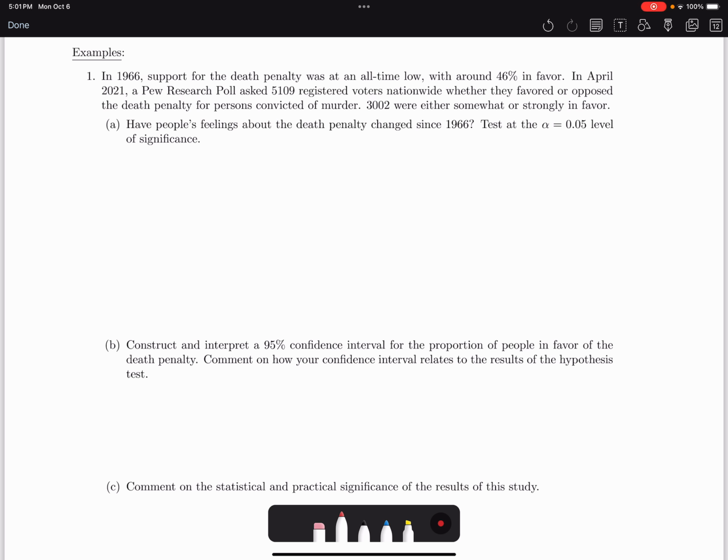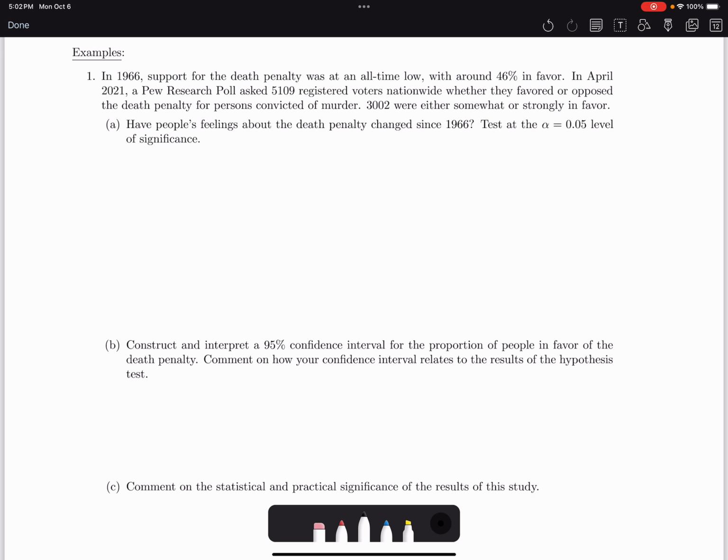So I've got 4 examples for you in this section. Let's get to it. So this first one says, in 1966, support for the death penalty was at an all-time low with around 46% in favor. In April 2021, a Pew Research poll asked 5,109 registered voters nationwide whether they favored or opposed the death penalty for persons convicted of murder. 3,002 were either somewhat or strongly in favor. And then part A asks, have people's feelings about the death penalty changed since 1966? And we're supposed to test at the 0.05 level.